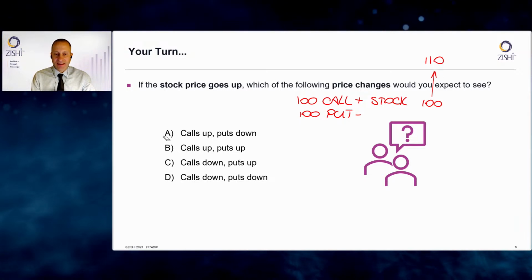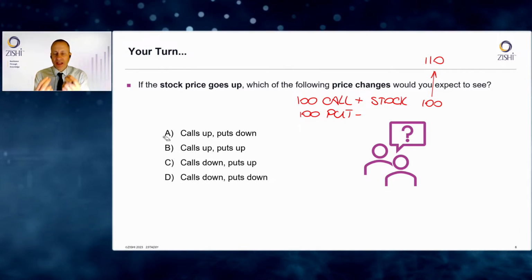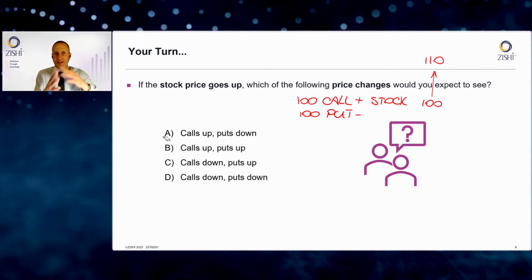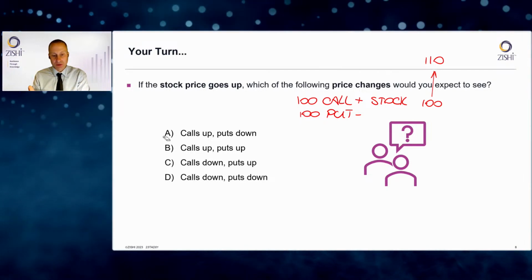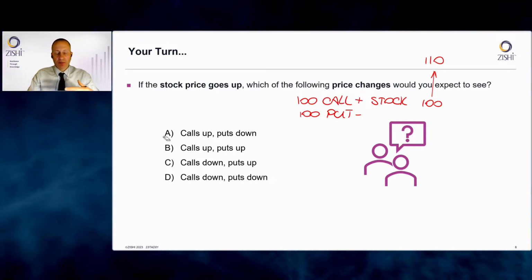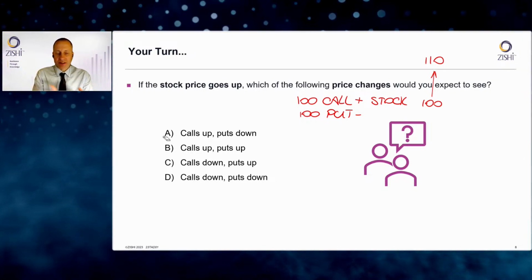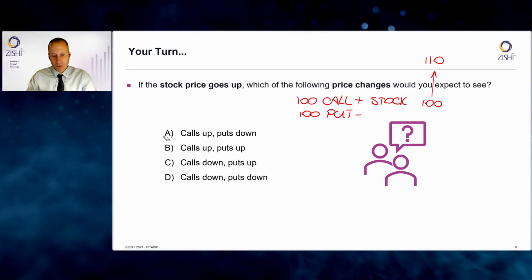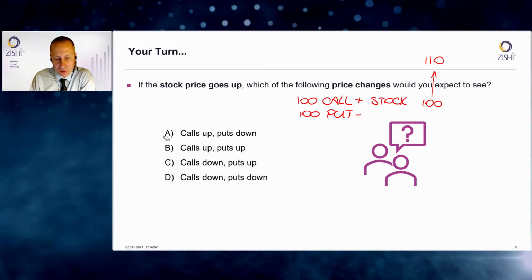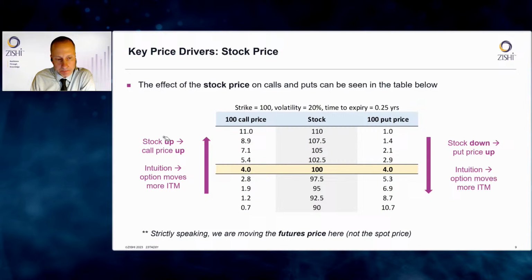We do have similar sign movements, the same sign movements, when we look at the impact of volatility and time to expiry. Then we see both calls and puts increase in value or decrease in value, but hopefully that will become more obvious when we get to that point.